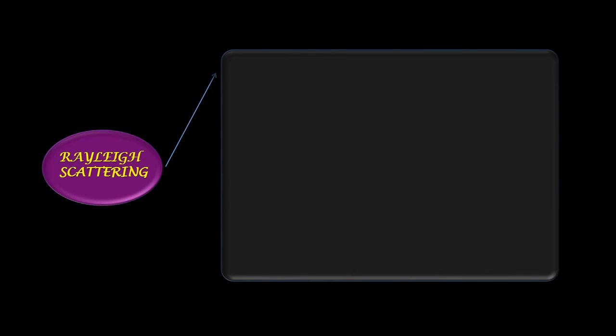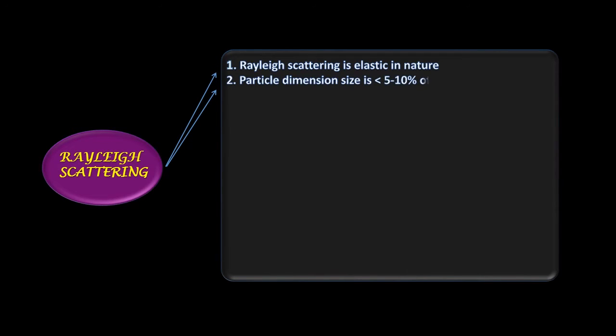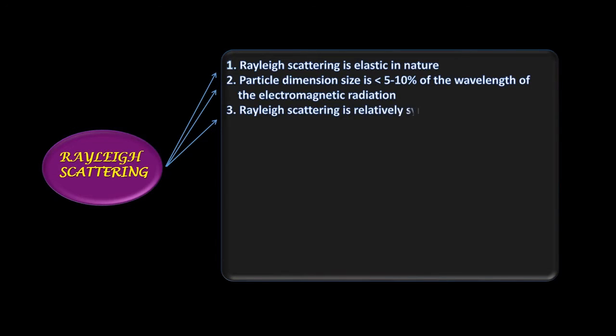The salient features of Rayleigh scattering are presented here. First one, Rayleigh scattering is elastic in nature. Second one, the particle dimension size is smaller than 5 to 10% of the wavelength of the electromagnetic radiation. Third one, Rayleigh scattering is relatively symmetrical around the scattering center of the particle.